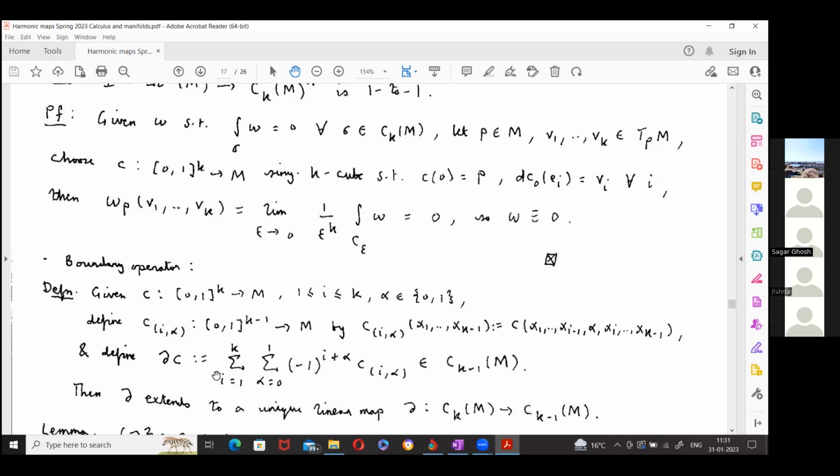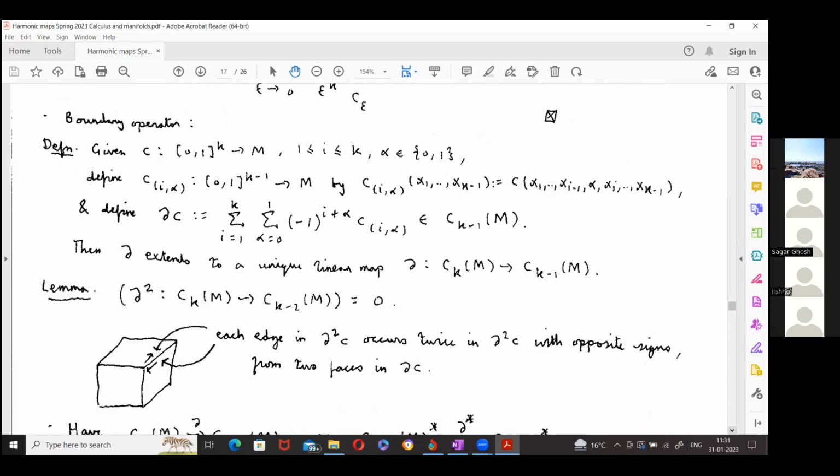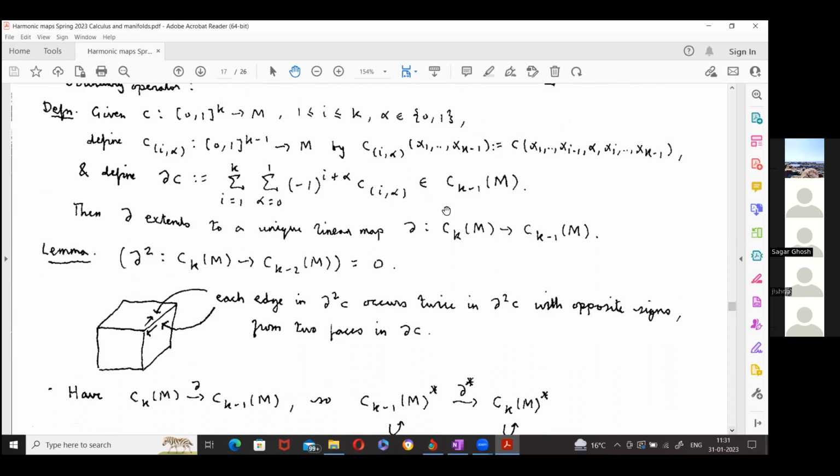And then the boundary of C is defined to be a k minus 1 chain. So it is a formal sum, i goes from 1 to k, alpha goes from 0 to 1, and then you have to take the correct sign for each of these faces. The correct sign turns out to be minus 1 to the i plus alpha, times C sub i alpha. Okay. So this is the boundary of a k cube. It is a k minus 1 chain. So this defines the boundary operator on k cubes, which form a basis for the k chains. And then by linearity, the boundary operator extends to a linear map from the k chains to the k minus 1 chains.